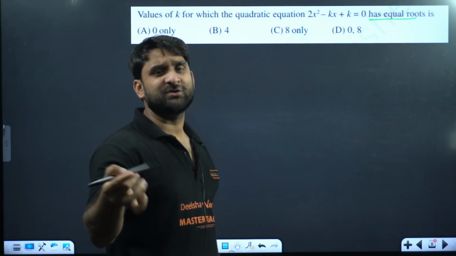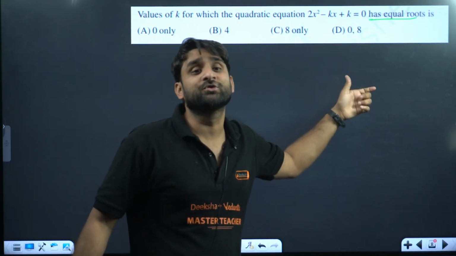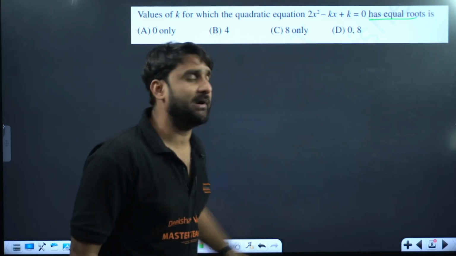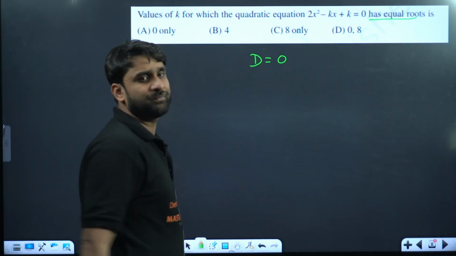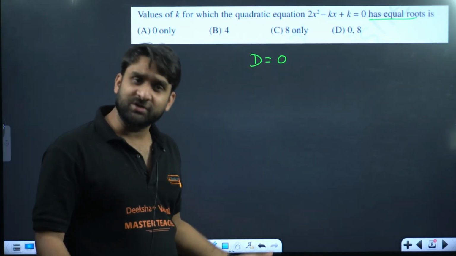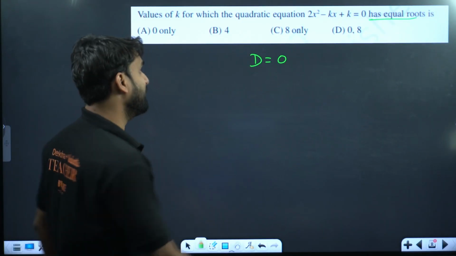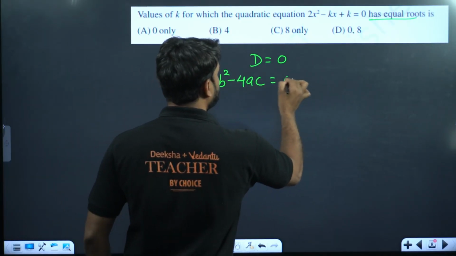The information which is already given to you is that this quadratic equation has equal roots. And if the quadratic equation has equal roots, you can directly take D equals 0. Yes, this is clear, because the given quadratic equation has equal roots. And what is the condition for equal roots? D must be 0. Now we can use the formula b square minus 4ac is equal to 0.